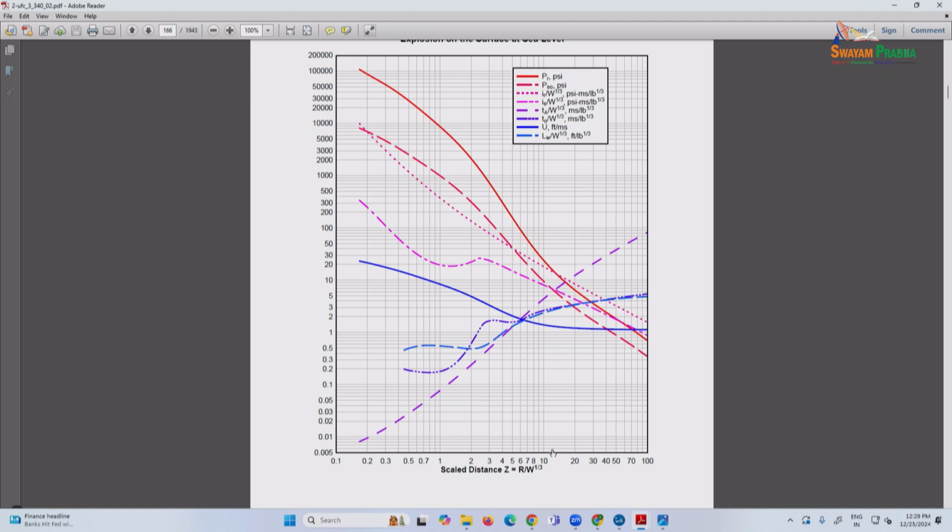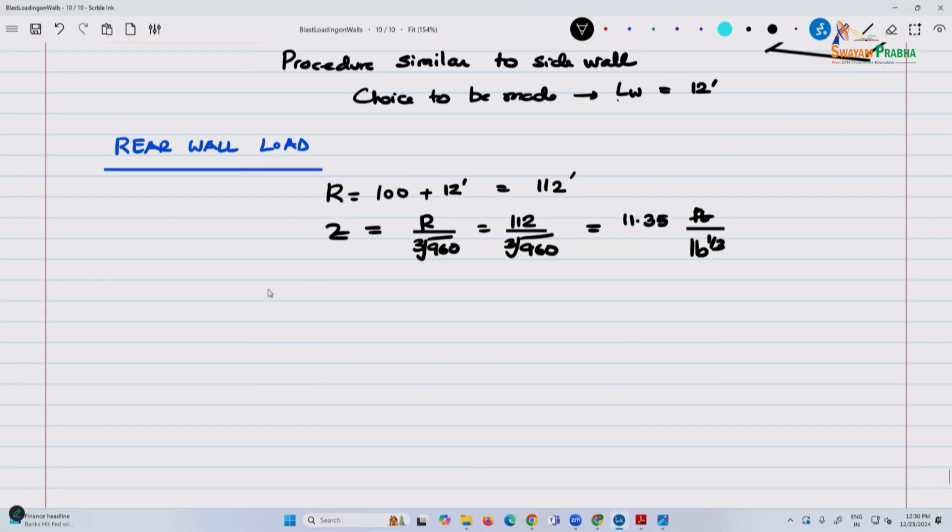12. So PR is the top curve, roughly somewhere here. Let me call it between 10 and 20. It is closer to 20. Let's say 3/4. So from 2-15, we have PR, let's say 18 psi.